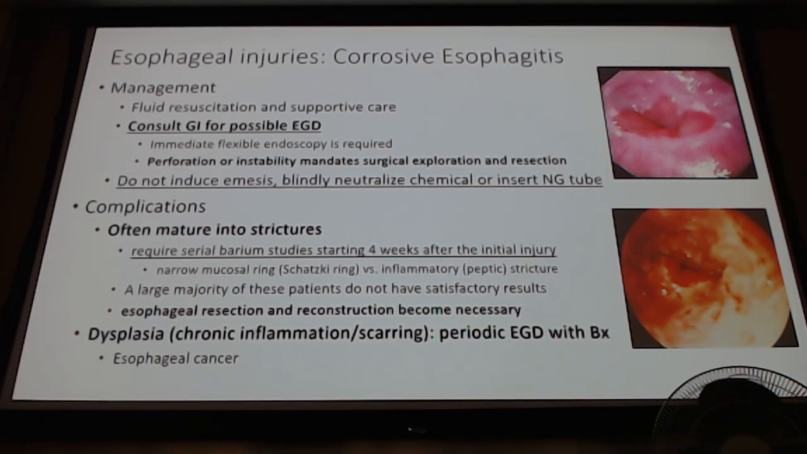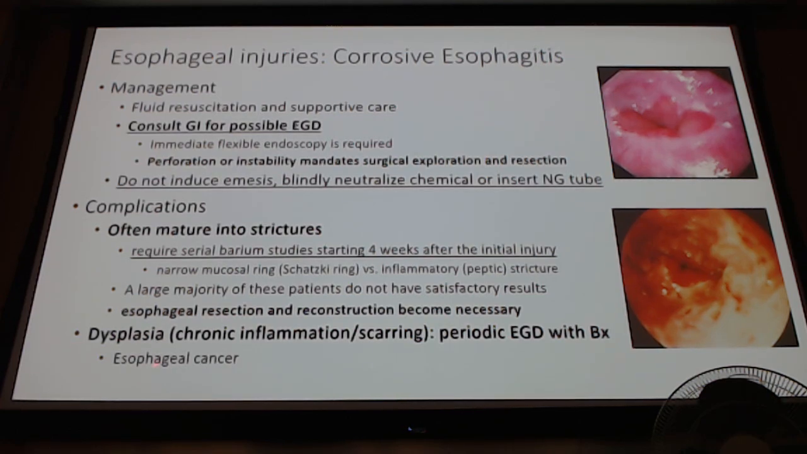Most will mature into strictures. Once you damage the esophagus, it does not like to just go back to a nice normal fluid tube. It becomes very scarred down. Strictures, webbing, and most will require those barium studies following, starting at 4 weeks following the initial injury. However frequent and for how long really depends on the extent of their injuries and their GI specialist. Most of these patients do not have satisfactory results. It's just a fact. We can't get them back to normal.